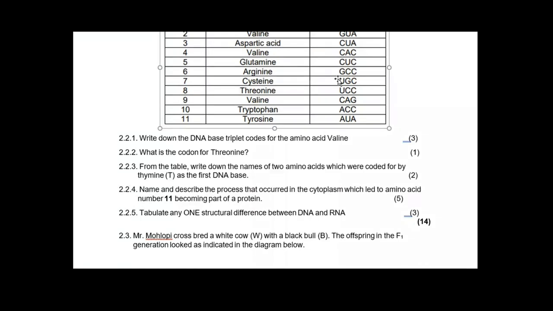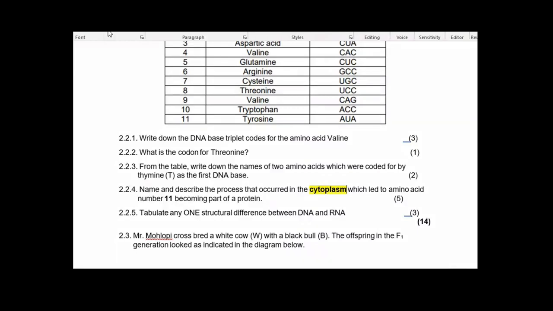And then 2.2.4, just to almost finish off, you must name and describe the process that occurred in the cytoplasm. Now, without giving me the steps, who can tell me what is going to occur in the cytoplasm? There are three processes. Replication, where does that happen? Transcription, where does that happen? And then translation, where does that happen? So one of those three is going to be the answer for 2.2.4.